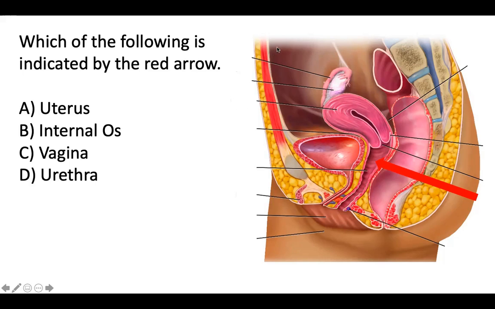So lots of response for C, vagina, and that is correct. So the vagina is this hollow muscular tube communicating from the outer orifice to the uterus, okay? Not to be confused with the urethra. So here's the urethra communicating from the external orifice up to the bladder.